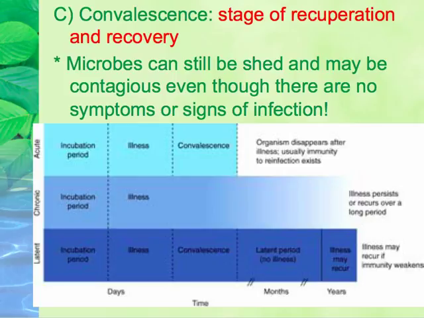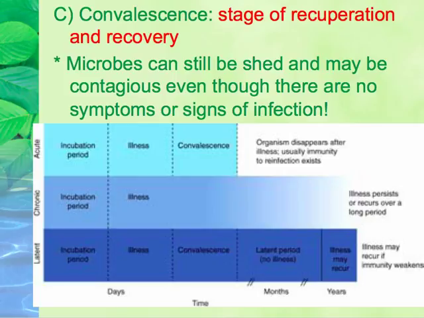So then your immune system has to fight it off. If your immune system has to fight it off, that's natural immunity. But here's what you need to know. During the convalescence stage, microbes can still be shed, and you may still be contagious even though there are no symptoms or signs of infection anymore.